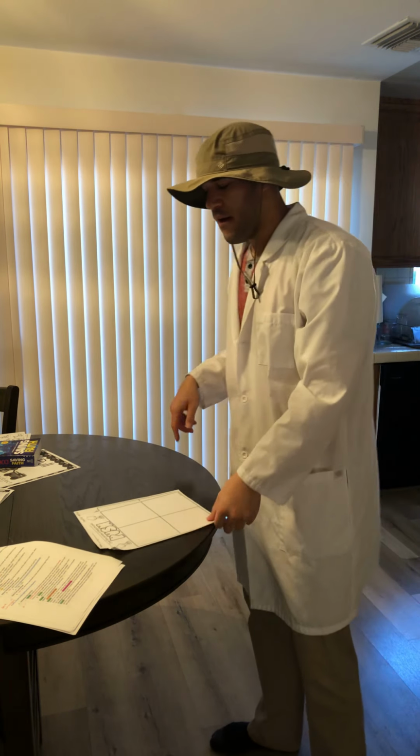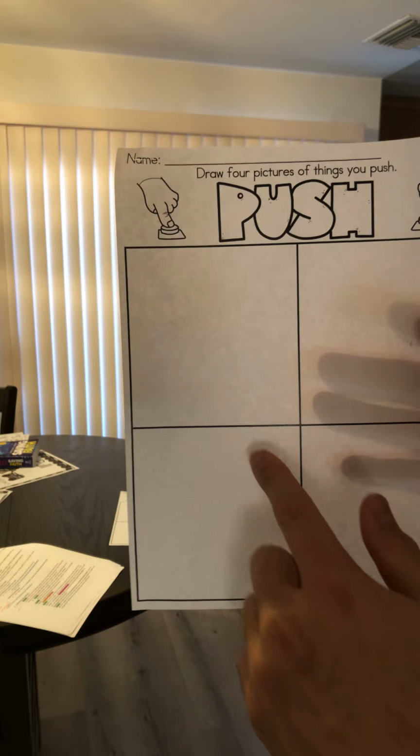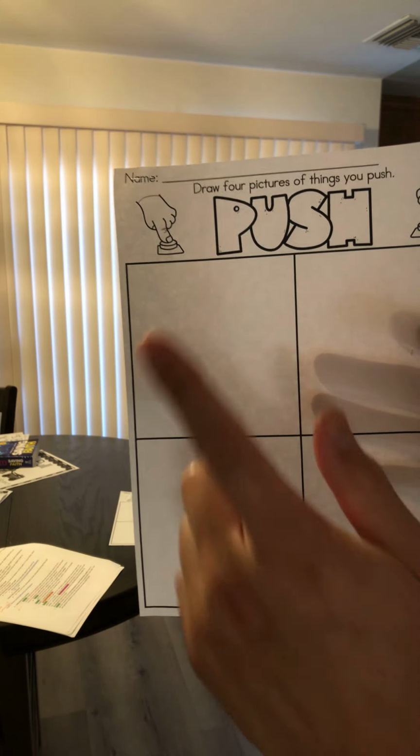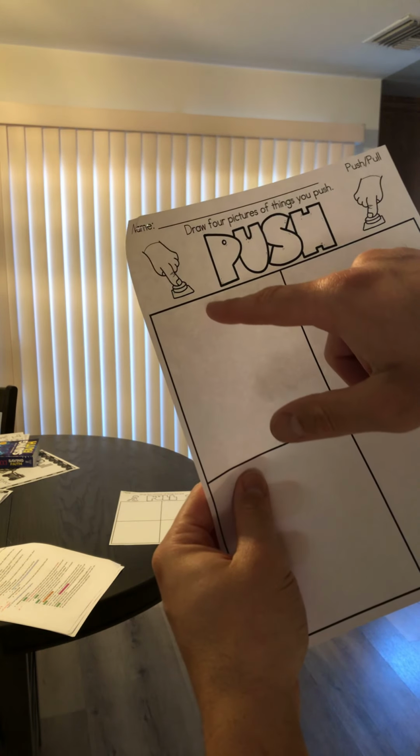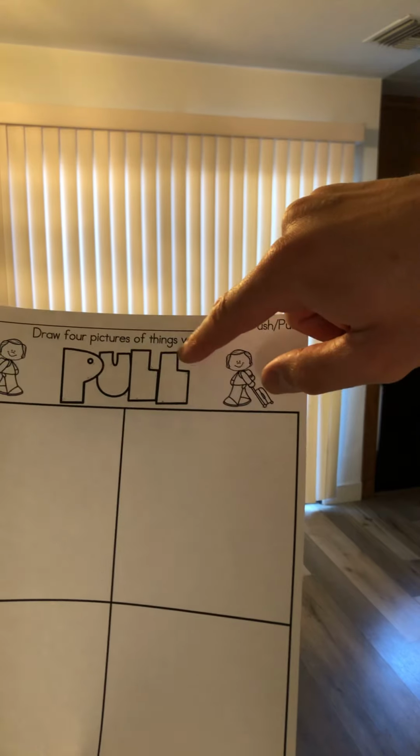It asks you to draw pictures of 4 things that you push, right? So for example, if I was doing this, one thing I push is a ball. I push a ball. So I would draw a ball, and then I would write ball on top. Okay? And then once you're done with all 4, go on to draw 4 pictures of things that you pull.